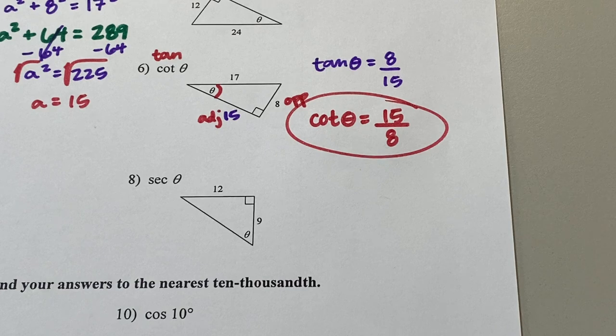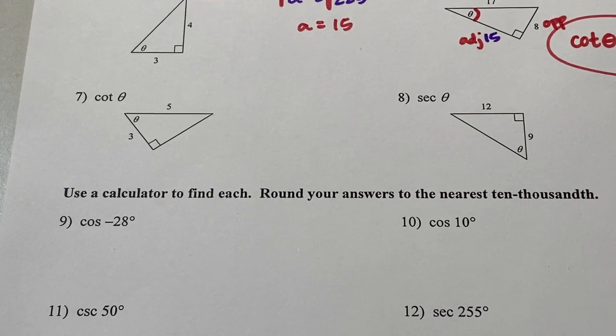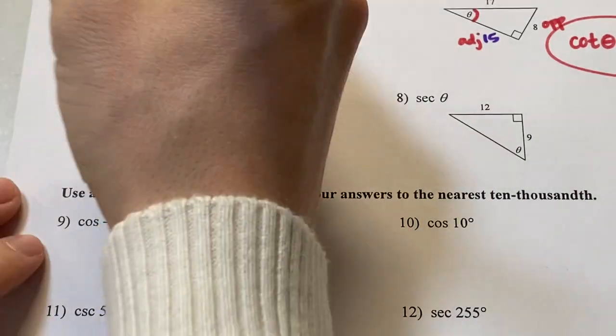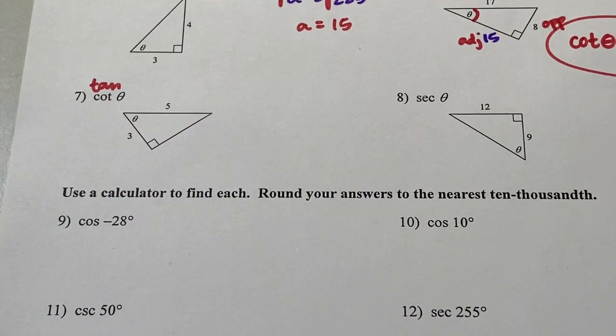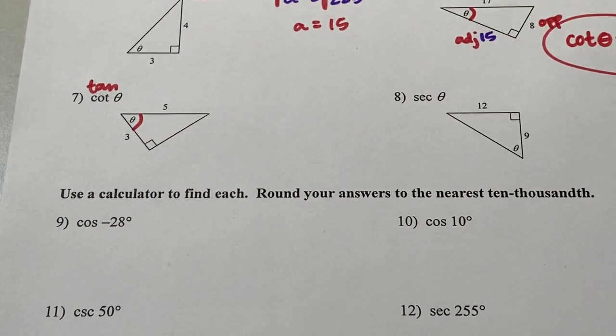Beautiful, you guys. All right, let's do number 7 just to get this idea of reciprocals. I want to practice it some more, and then I promise you 9 through 12 is the easiest thing ever. If you have a calculator, you're going to love it. Number 7. Again, we're working with cotangent. What is that one the reciprocal of? Tangent. So first step is going to be to find the actual tangent of it, and then we can just flip it over. I'm standing at theta.